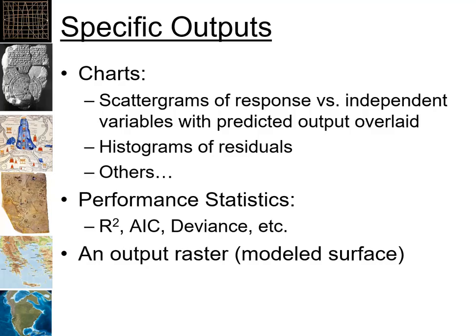Now, when you're finally done with this whole process, what you end up with is those charts we talked about before: scattergrams of your response versus independent variable, or histograms of the residuals. You'll end up with other charts. You'll have performance statistics. Again, they'll vary with your modeling method, but R² for linear, AIC, and deviance for most of the ones we'll be doing in the near future. And then you'll have your output raster, which is also called a modeled surface quite often in modeling.